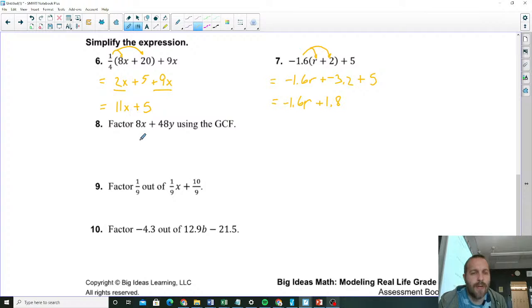So next we're factoring by using the greatest common factor. The greatest common factor of 8 and 48 is 8. So we'll factor out 8. I multiply 1 by 8 to get 8, so that just leaves me with x. I multiply 6 by 8 to get 48, so that gives me a 6 here, and then a y.